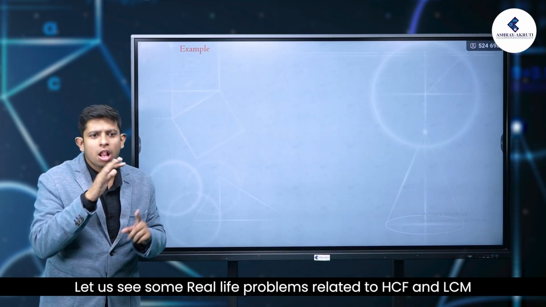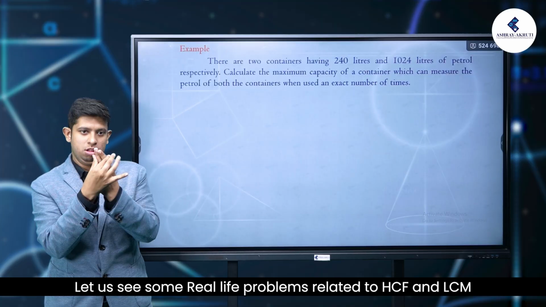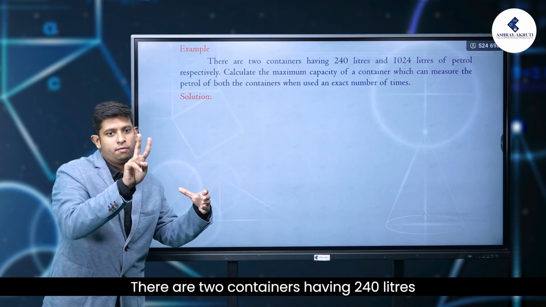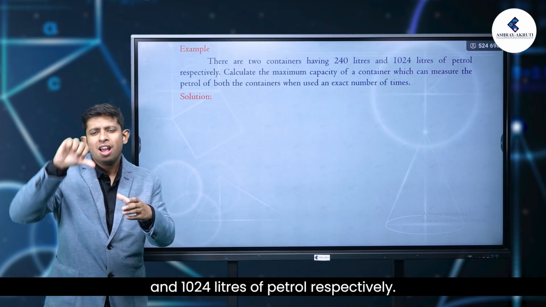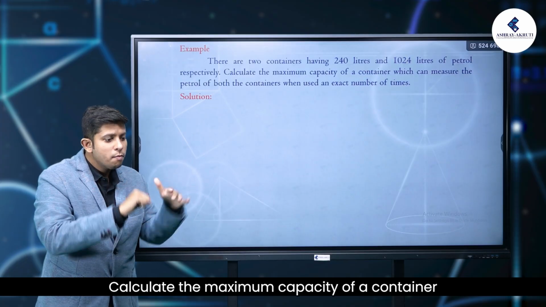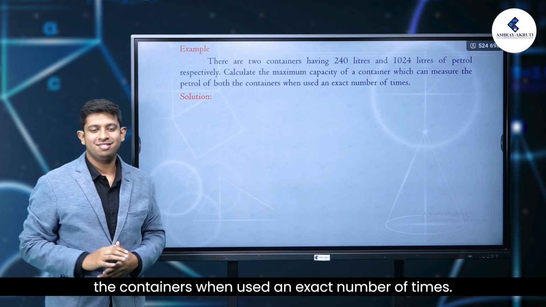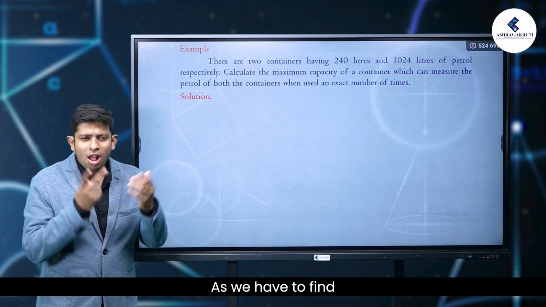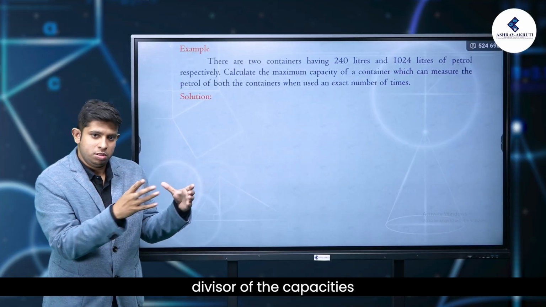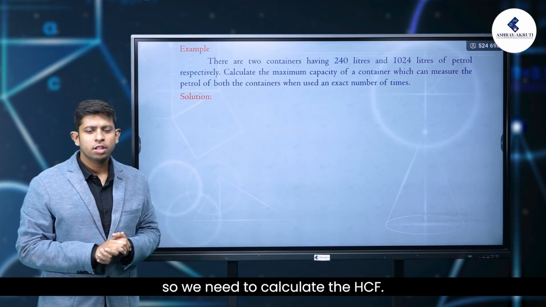Let us see some real-life problems related to HCF and LCM. Example. There are two containers having 240 liters and 1024 liters of petrol respectively. Calculate the maximum capacity of a container which can measure the petrol of both the containers when used an exact number of times. Solution. As we have to find the capacity of the container, which is the exact divisor of the capacities of both the containers, that is maximum capacity. So we need to calculate the HCF.